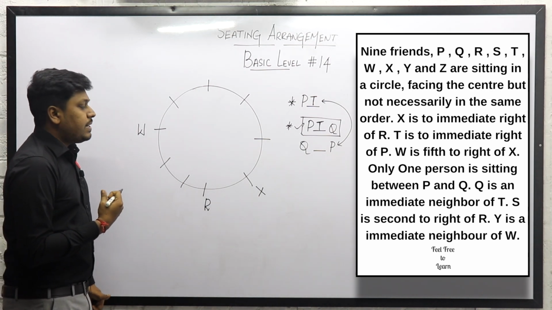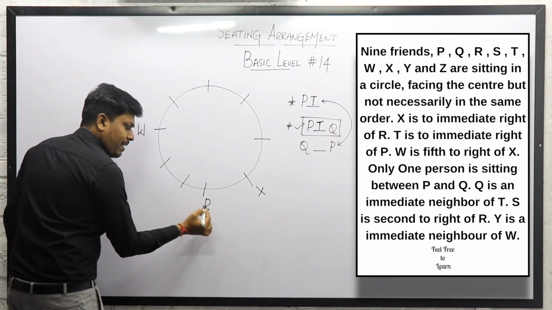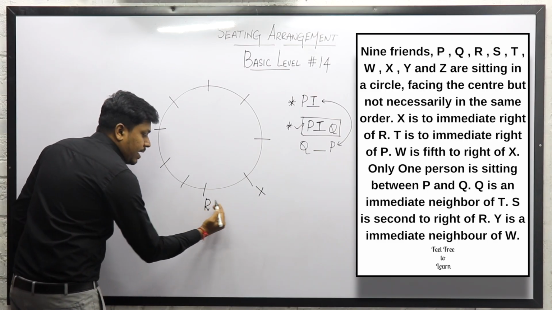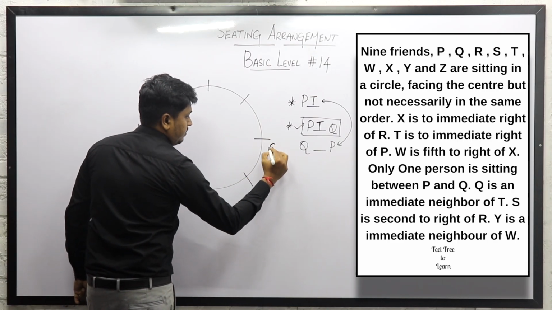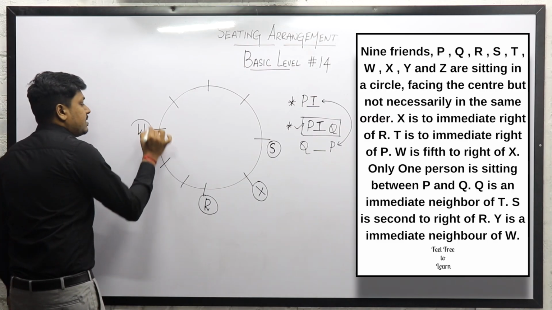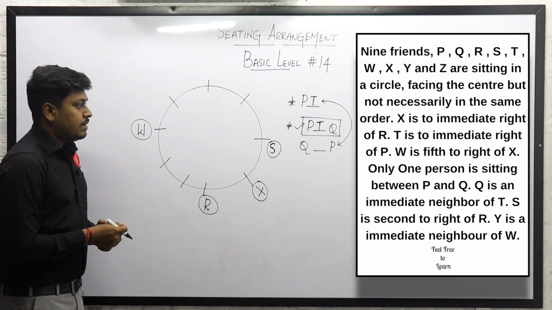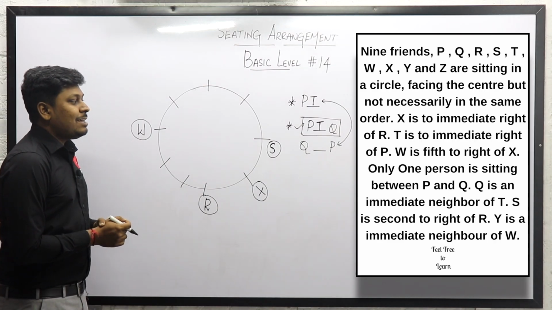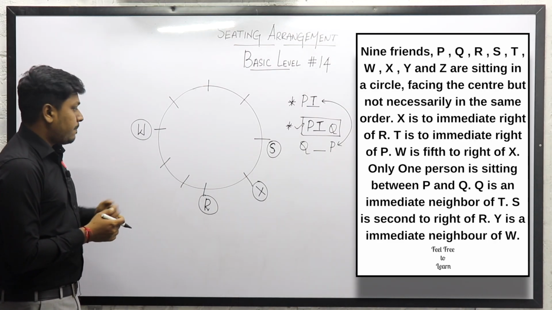So let me move on to the next point. S is second to the right of R. So R's right hand side at a second place S is sitting. We already fixed R here. So R's right hand side will be this side. So 1 and 2, this will be S. These are the persons that are fixed, right? So R's right hand side at a second place S is sitting. So next point, Y is an immediate neighbor of W. So W's immediate neighbor is Y.